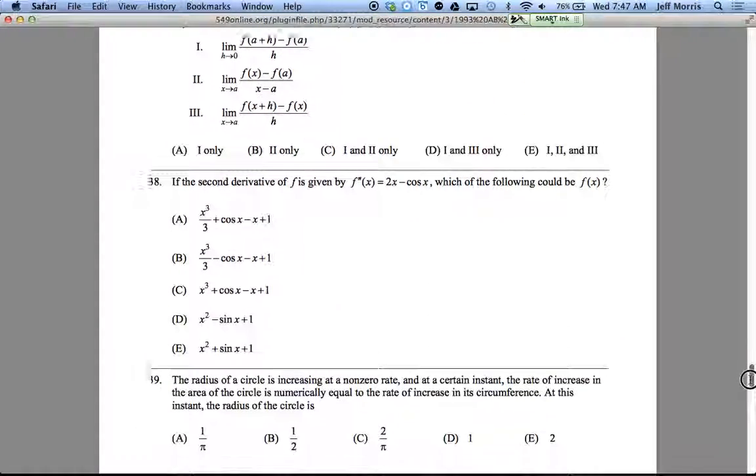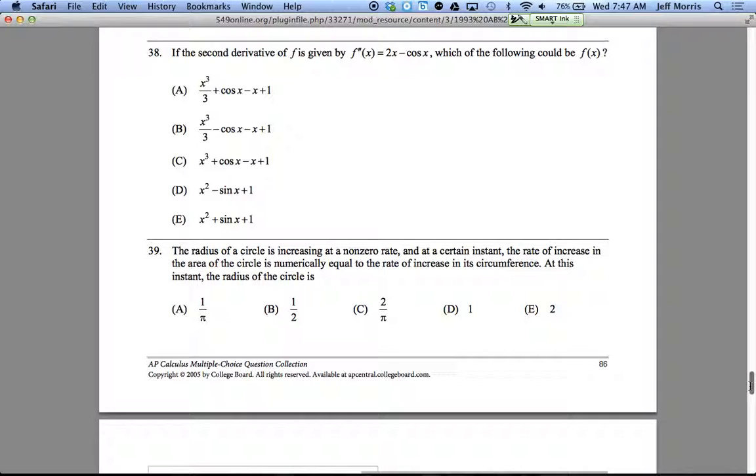Okay? A couple more questions, and then we'll answer homework questions if you got them. If the second derivative is this, which of the following could be? Could be. Now, here's the thing.